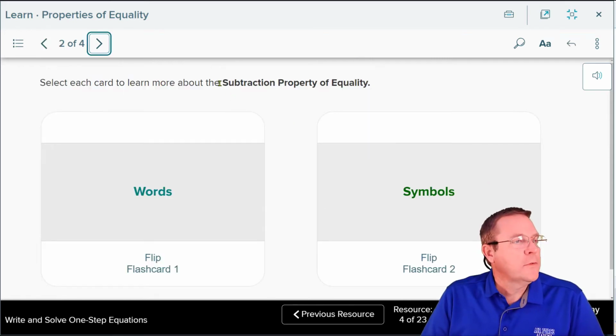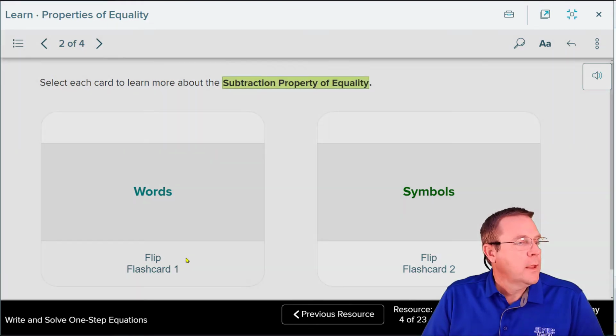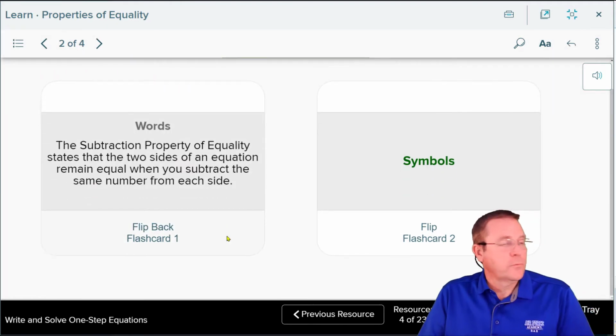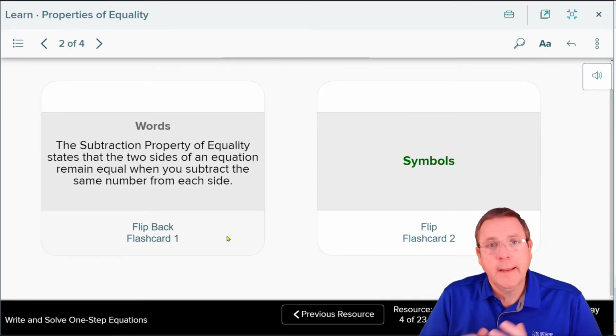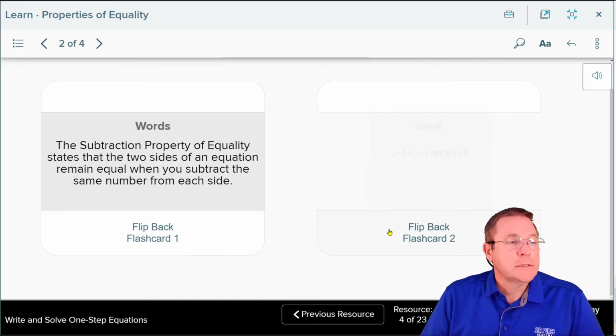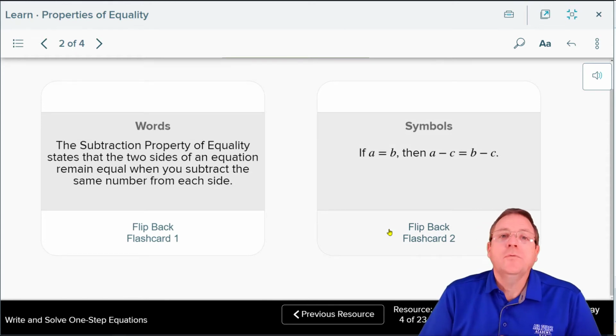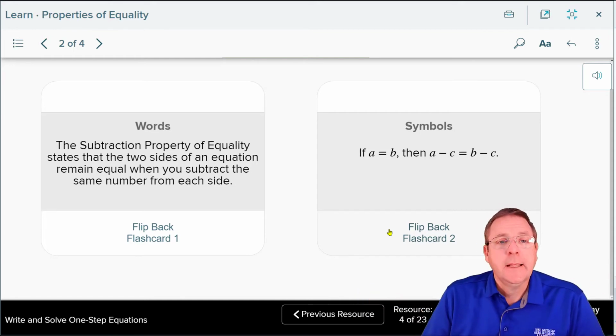We also have the subtraction property of equality. That's going to be another vocab term, and when we look at it, it says the subtraction property of equality states that the two sides of an equation remain equal when you subtract the same number from each side. And looking at it in symbols, it looks like that. The only difference between the addition property and the subtraction property is the plus sign or the minus sign. That's it. If you do the same exact thing on each side of an equation, the equation stays true.